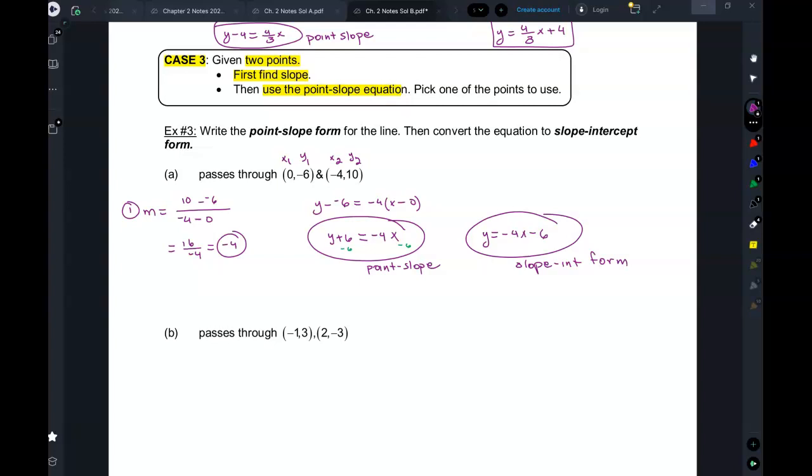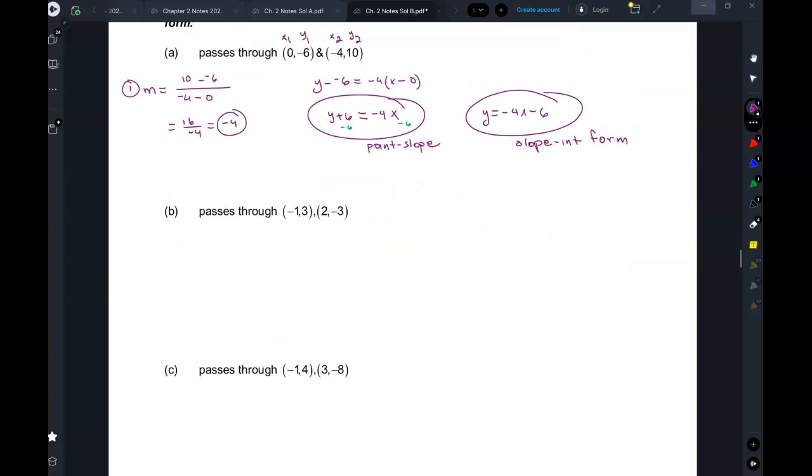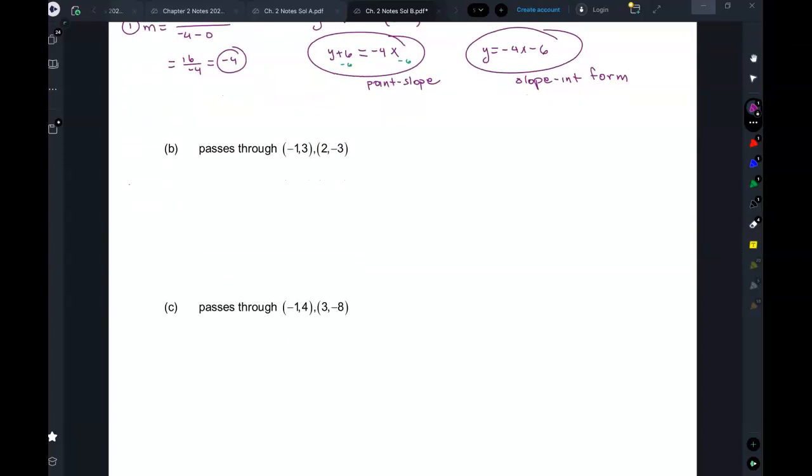Okay? All right, let's go ahead and do the next one. First, we're going to find slope. So m is, okay, first label, x1, y1, x2, y2. So, negative 3 minus 3 over 2 plus 1. That's negative 6 over 3. So how much is m?